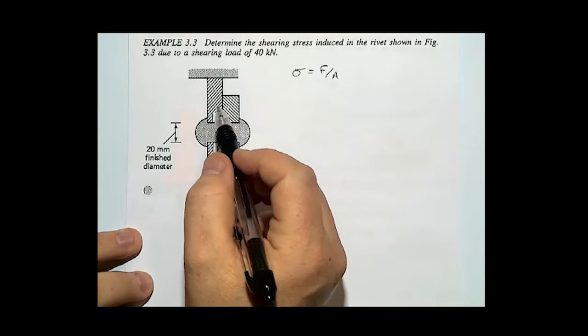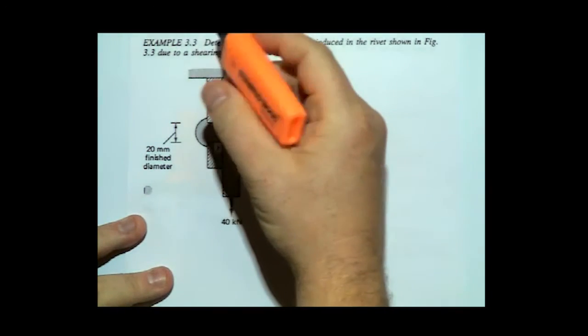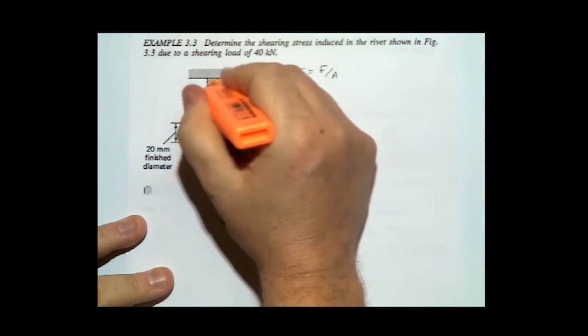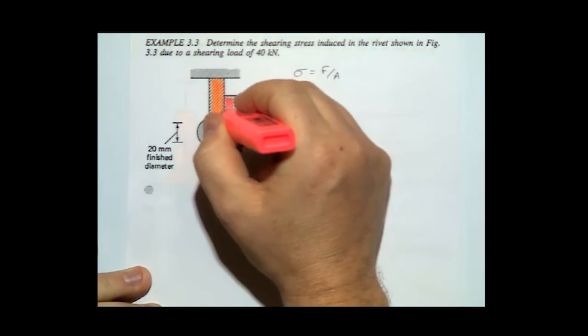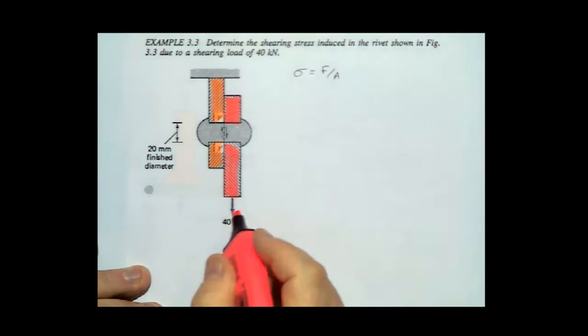So if we have a steel plate, this orange one, and then we've got another steel plate, this pink one, and that's been pulled down at 40 kilonewtons. The question is what is the shearing stress of this rivet? That could, like today, that would be a bull.